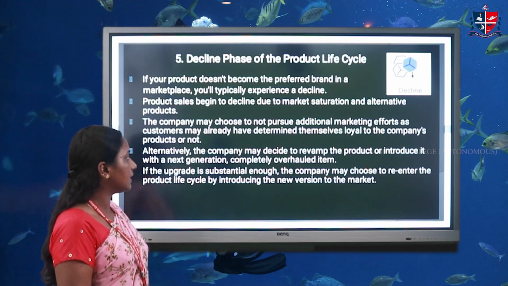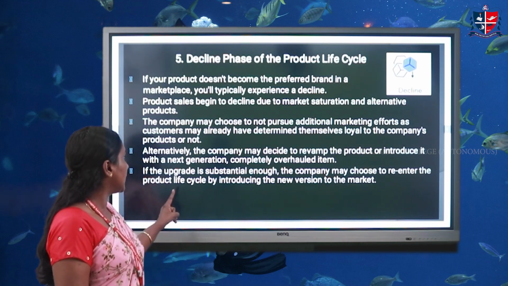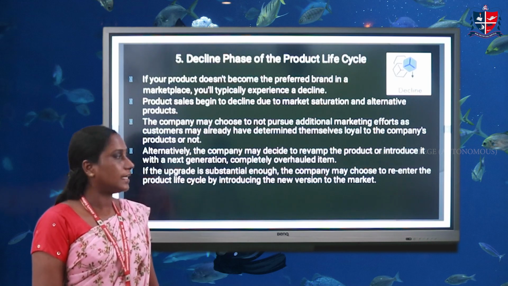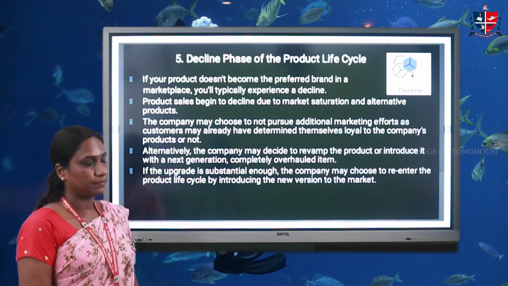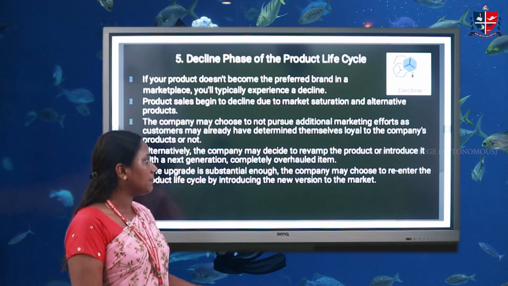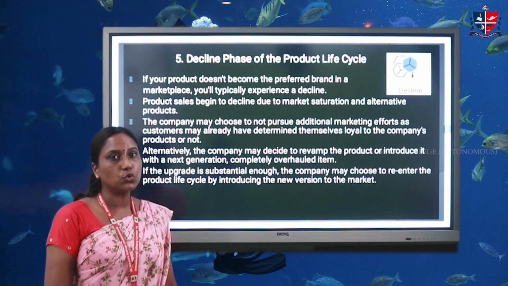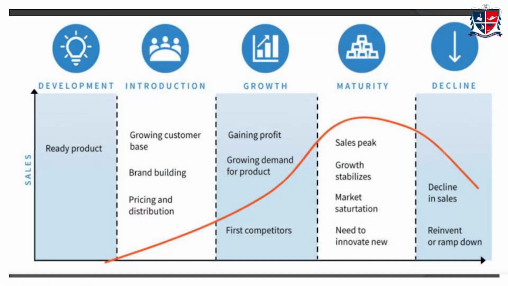Alternatively, the company may decide to revamp the product or introduce a next-generation, completely overhauled item. If the upgrade is substantial enough, the company may choose to re-enter the marketplace by introducing a new version of the same product. This is the conclusion part.